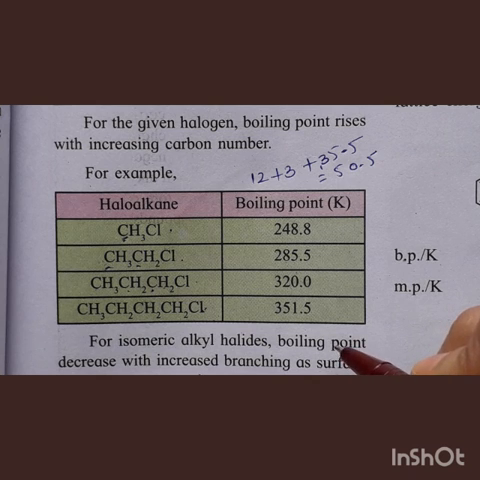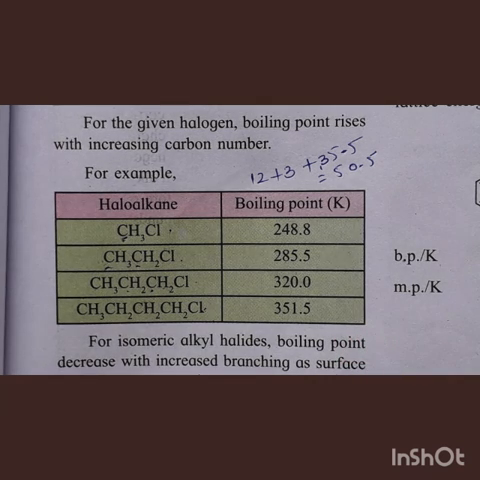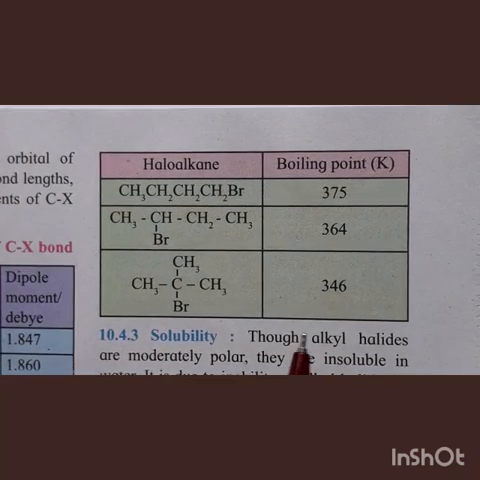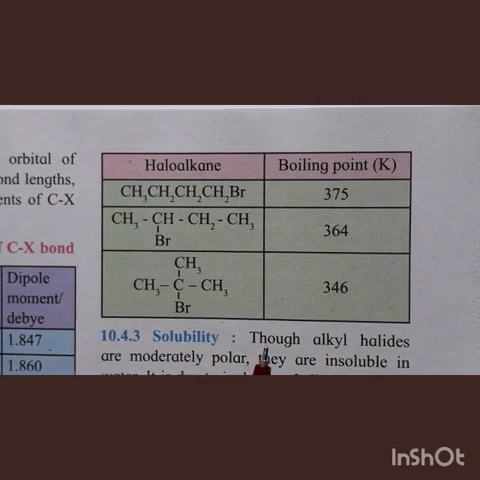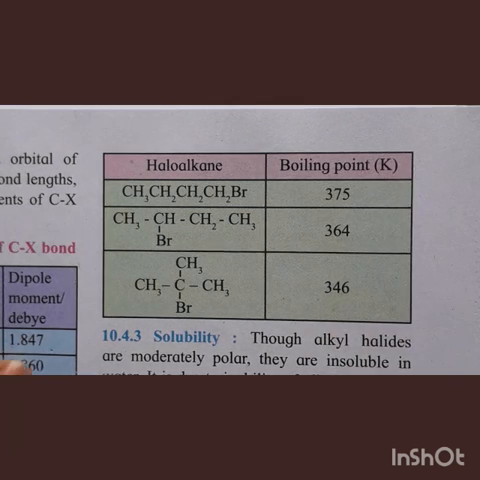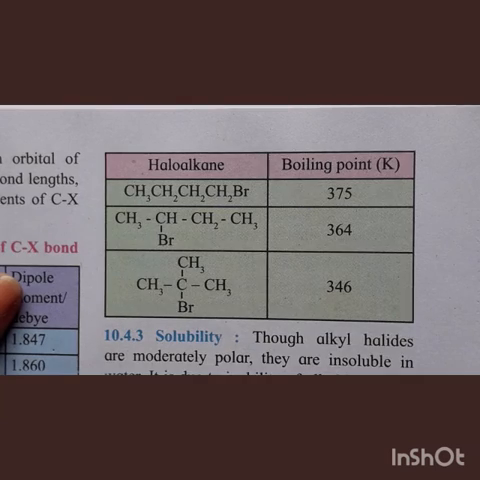Understand? Boiling point increases. Then one more factor is there which affects the boiling point. Now in isomeric alkyl halides, isomeric means what? Same molecular formula but different structural formula. So in isomeric alkyl halides, boiling point decreases with increase in branching. When branching or branches increase, surface area decreases, and that's why boiling point also decreases.